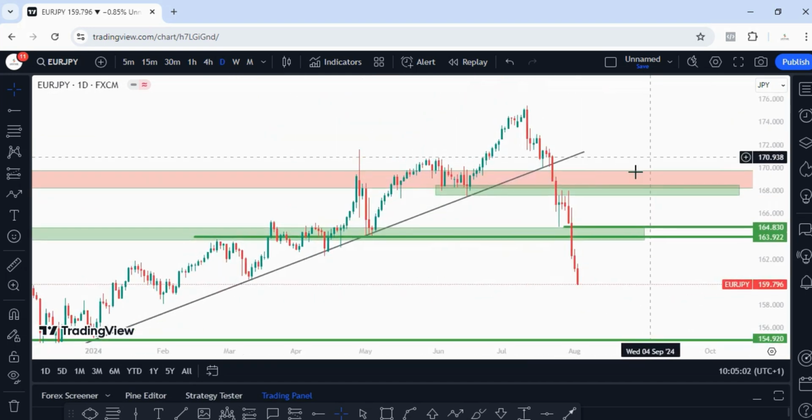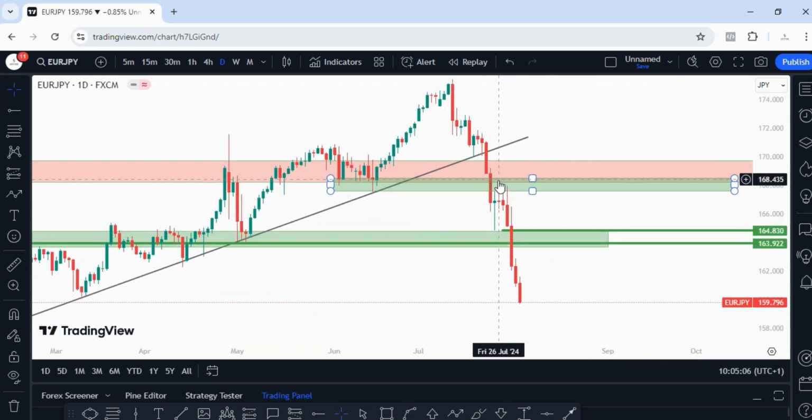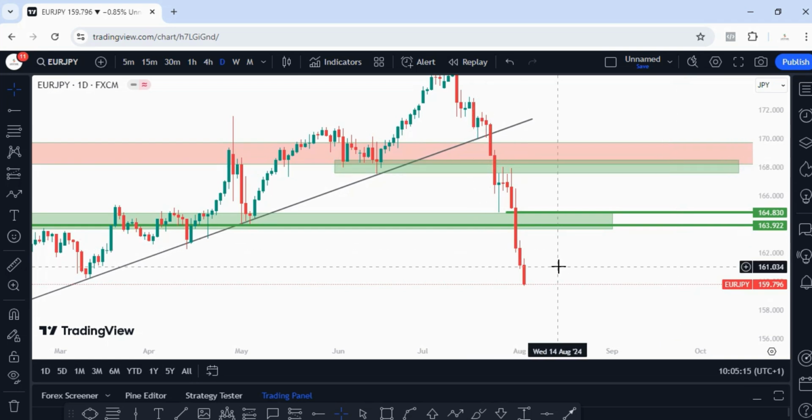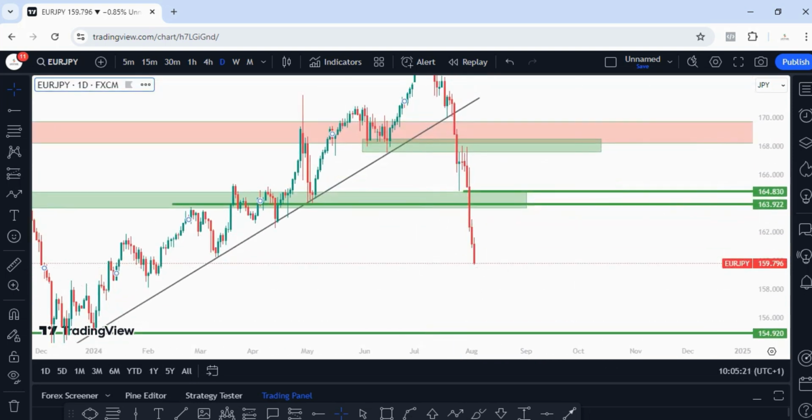But before I continue, remember last week price was trading around here, and I rightly predicted this drop to this downside. My target was actually this area, 164 and 163 area, and as you can see, price continued trading lower. All right, so going into next week, what should we be expecting?